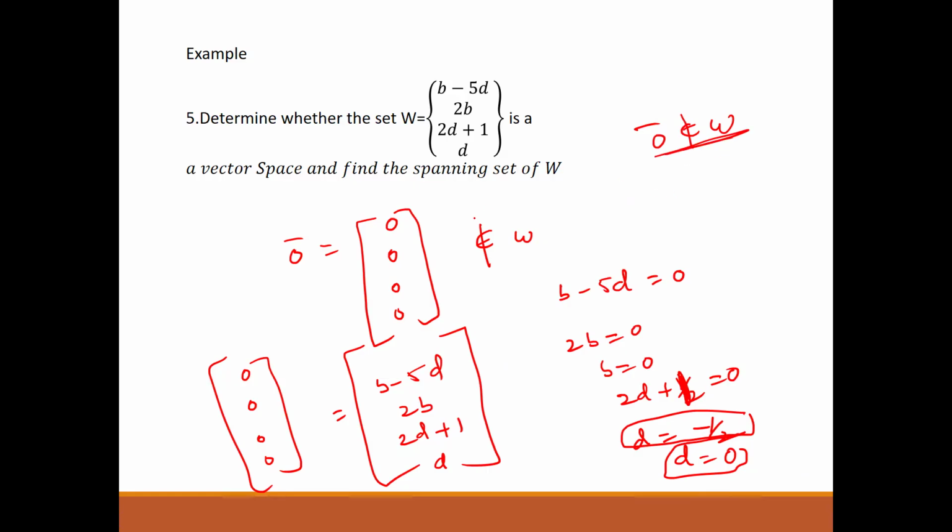So in the vector space definition, it should be a subgroup under addition. It is a group under addition. Addition means the additive identity element should be there. The 0 vector is compulsorily there if it is a vector space. So the 0 vector does not belong to W. Therefore, W is not a vector space.